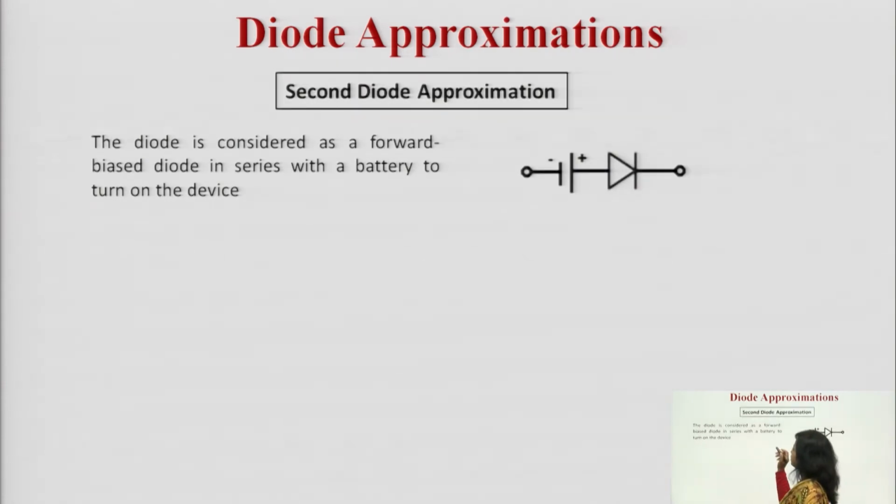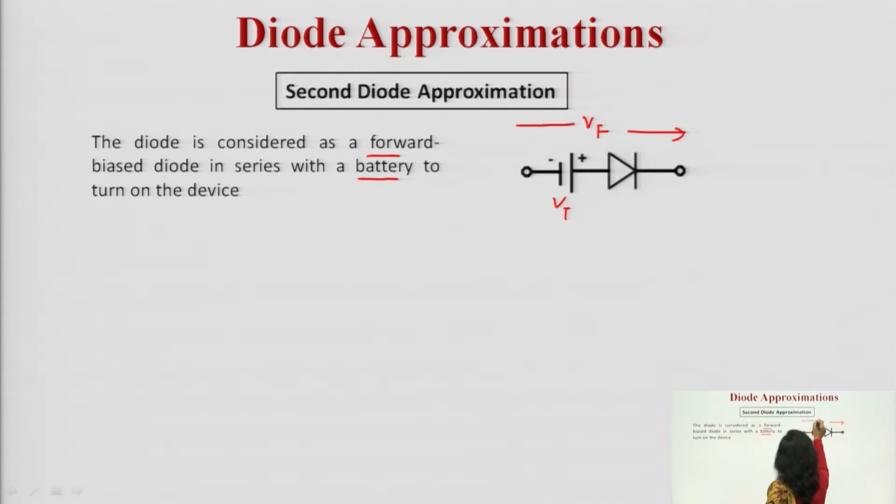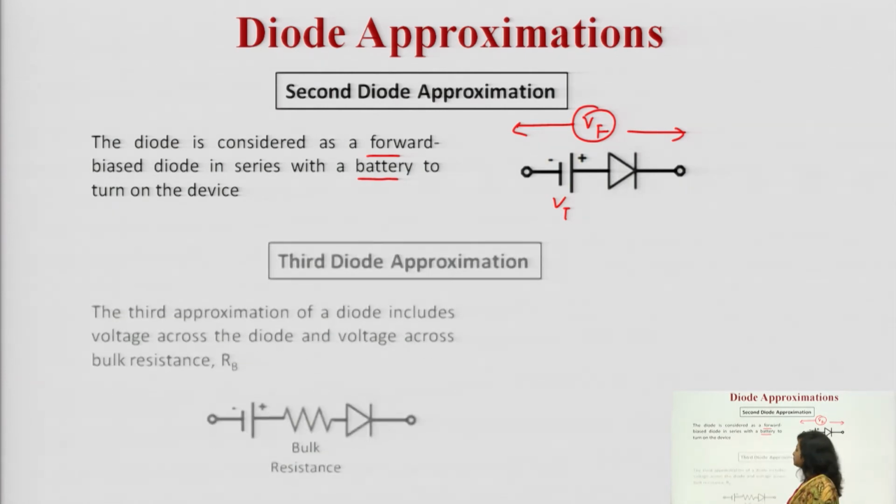Second diode approximation: here the diode is considered as a forward bias diode in series with a battery. Why is there a requirement of a battery over here? To turn on the diode. You can see this battery, this potential is Vt, and whatever voltage is applied will reflect in between these two, and this particular voltage must be greater than this Vt, then the diode will conduct, right.